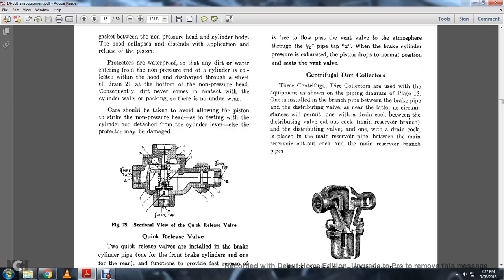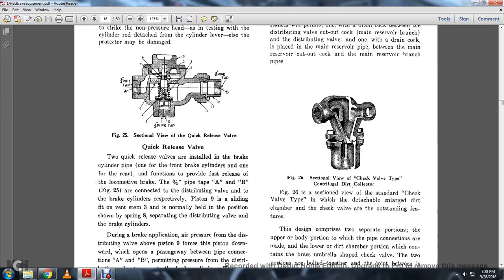Dirt collectors. Three dirt collectors are used with the equipment shown in the piping diagram. One is installed in the brake pipe, between the brake pipe and the distributing valve. Another is installed in the branch pipe with a drain cock between the distributing valve and the cutout cock for main reserve pressure. One drain cock is placed in the main reserve between the main reserve cutout cock and the main reserve branch pipes.